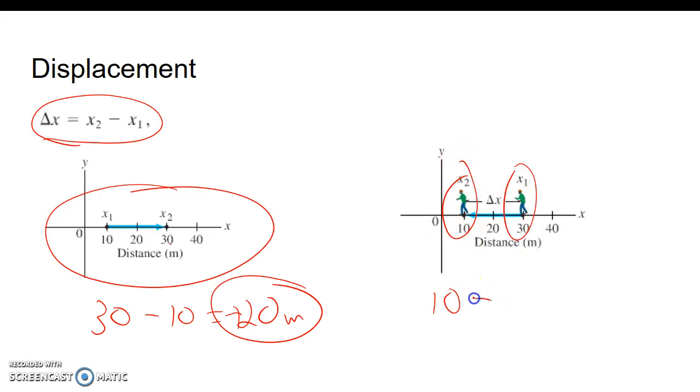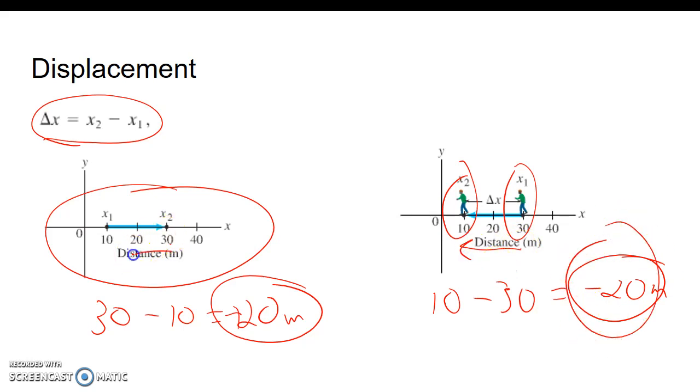So 10 minus 30 equals negative 20 meters. Our distances are the same, 20 meters. It's just if we're going one direction, it's considered negative. And if we go the other direction, it's considered positive. Again, positive and negative just mean direction.